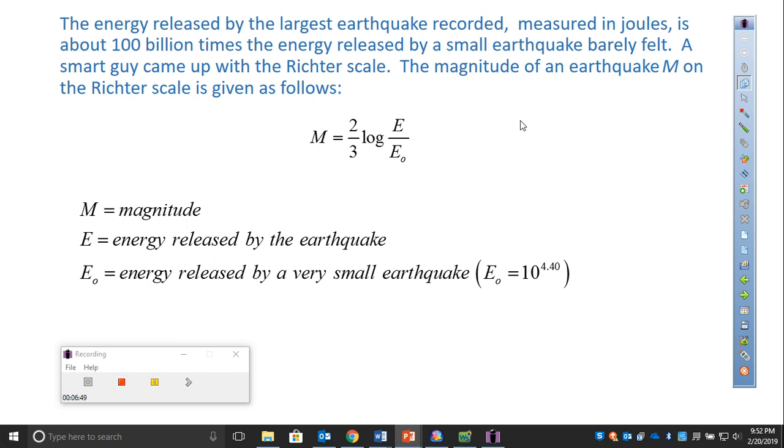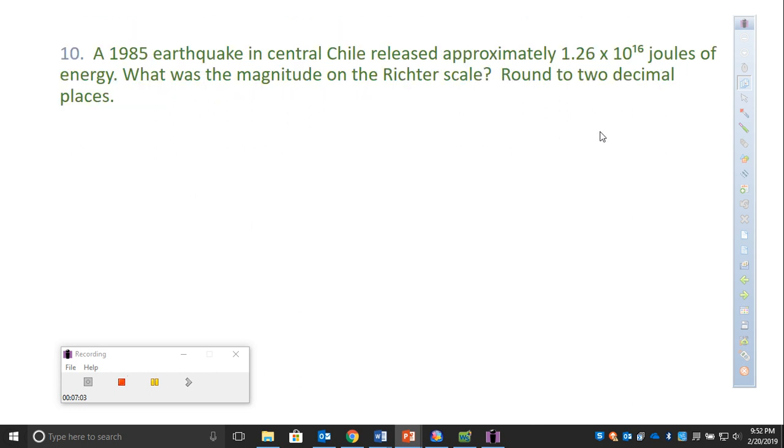Here's talking about earthquakes. Again, another formula that'll be given to you: 2/3 log E over E naught. There's our constant again, 10 raised to the 4.4. So an earthquake in central Chile released approximately 1.26 times 10 to the 16 joules of energy. There's my joules. I was wrong with decibels. What was the magnitude on the Richter scale?